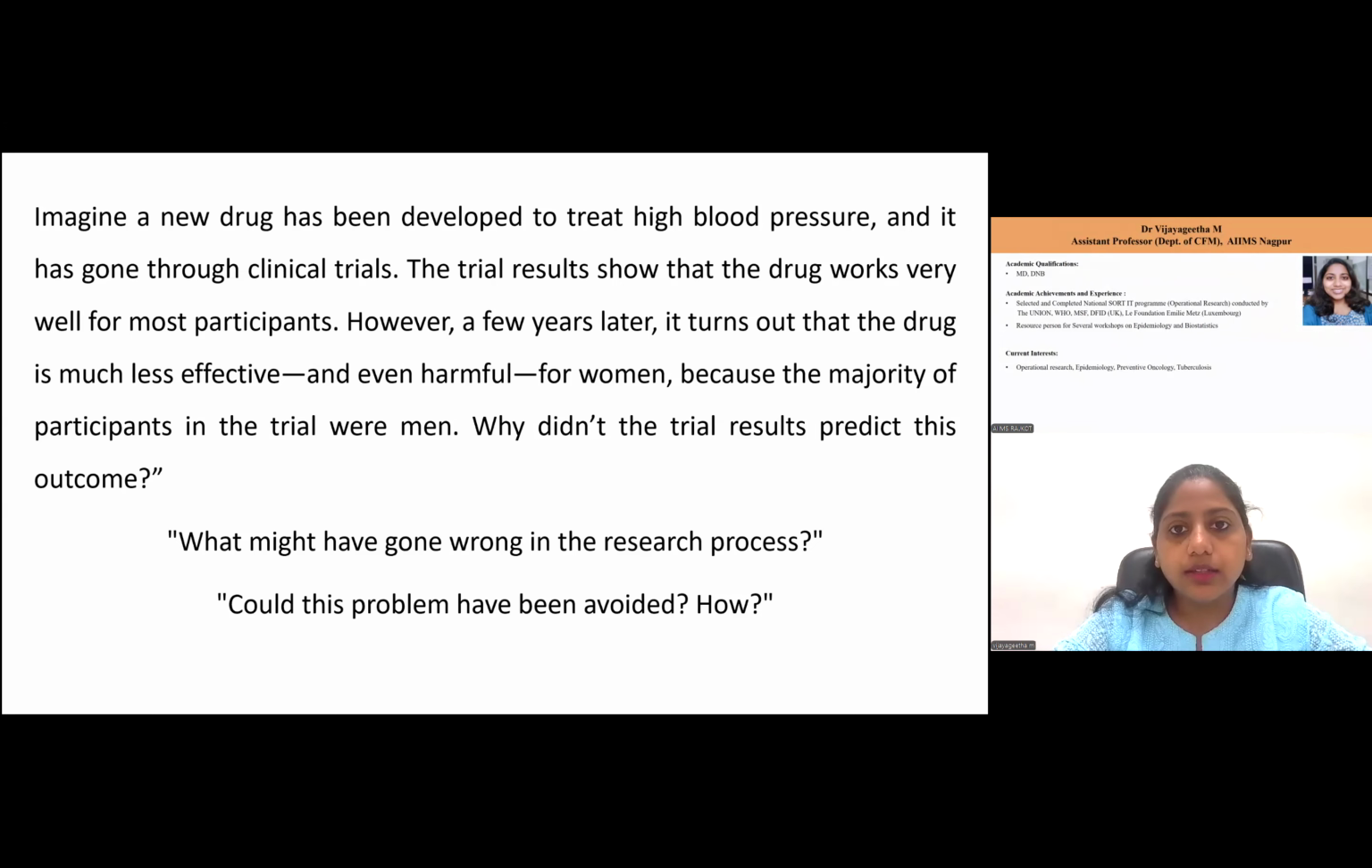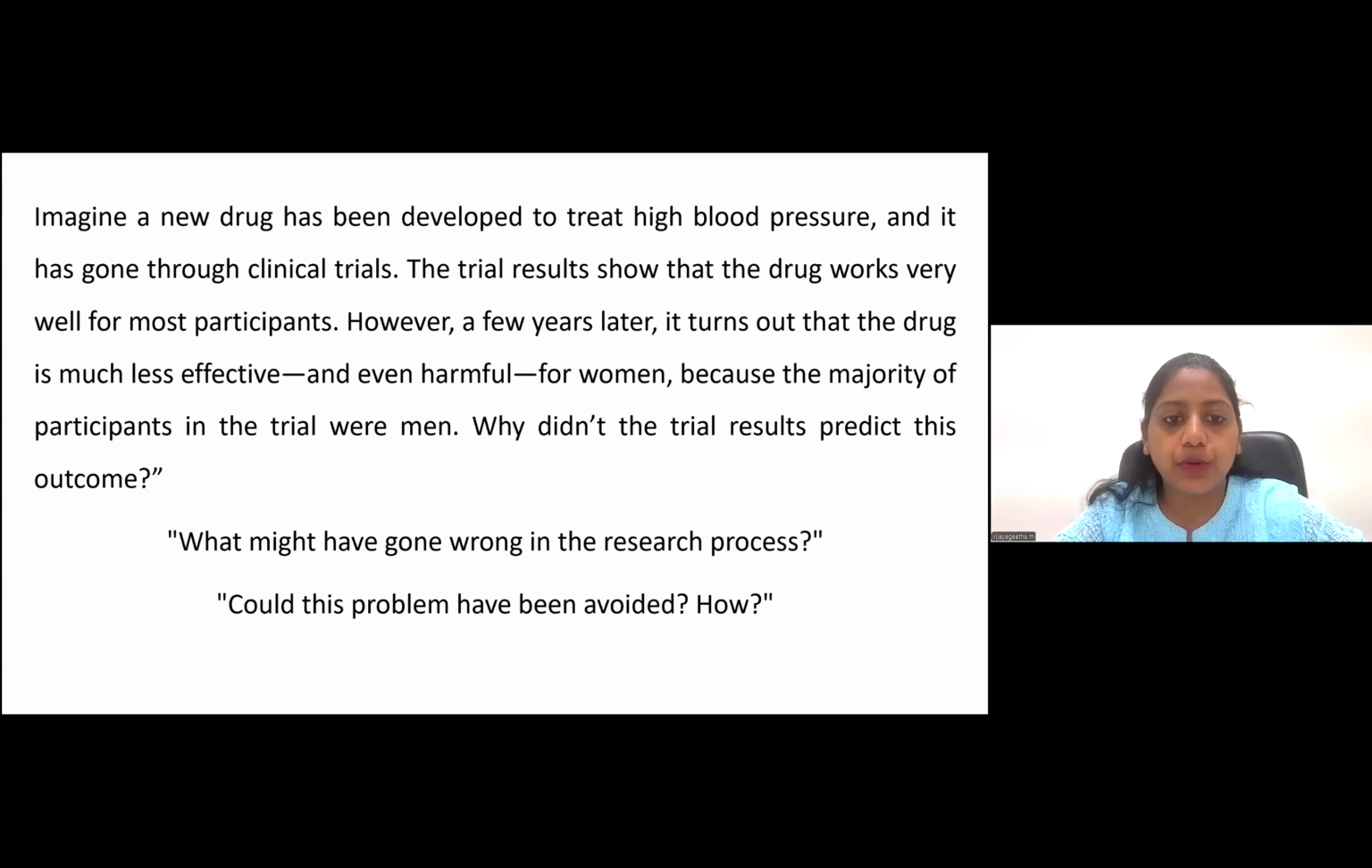clinical trials. The trial results show that the drug works very well for most of the participants. However, a few years later, it turns out that the drug is much less effective and even harmful for women because the majority of the participants in the trial were men. So why didn't the trial results predict this outcome? There may be two questions that we may have in our mind. One is what might have gone wrong in the research process, and could this problem have been avoided? And if so, how?